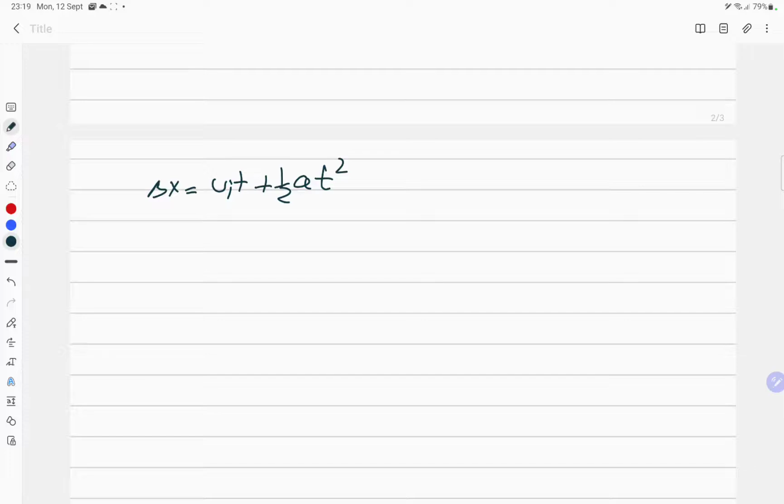Let's say a ball is moving. It was at rest and it accelerates with a equal to 3 meters per second squared, and it moves a delta x of 1000. How long is it going to take to reach the goal?